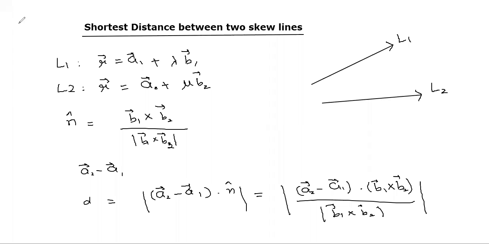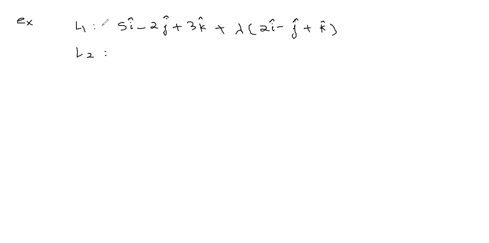Let's have an example on this concept. Suppose the equation of the first line is r equals 5i minus 2j plus 3k plus lambda times 2i minus j plus k, while the equation of line 2 is r equals 2i plus j plus k plus mu times i plus j plus 2k.